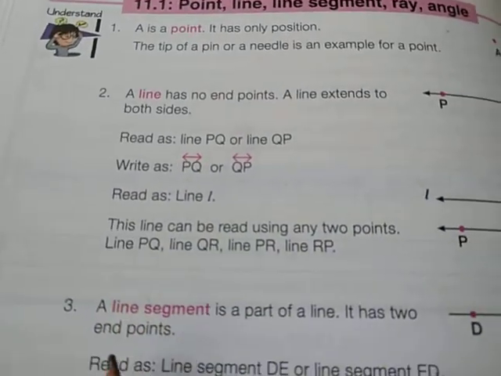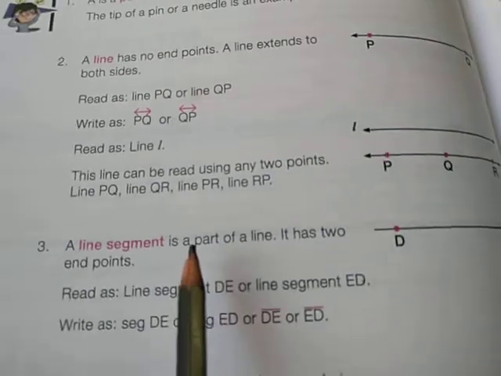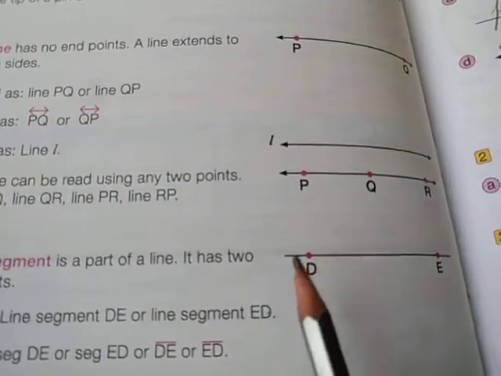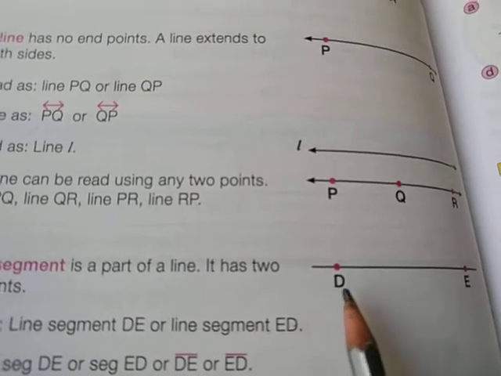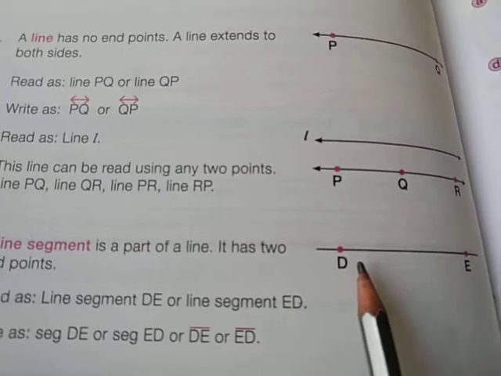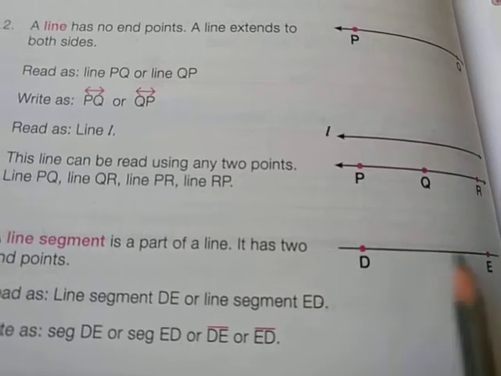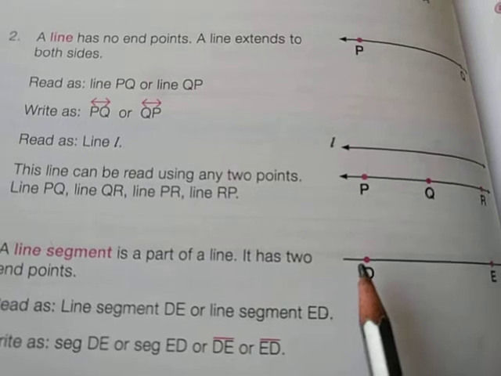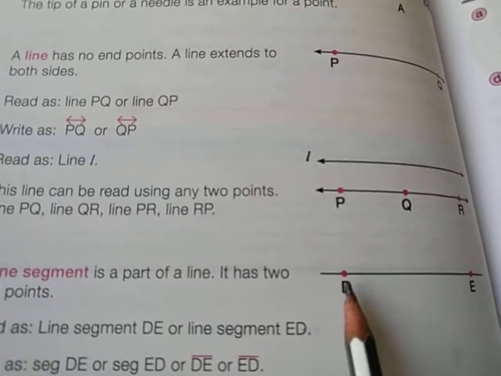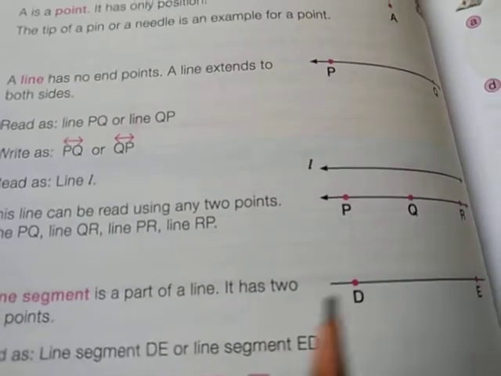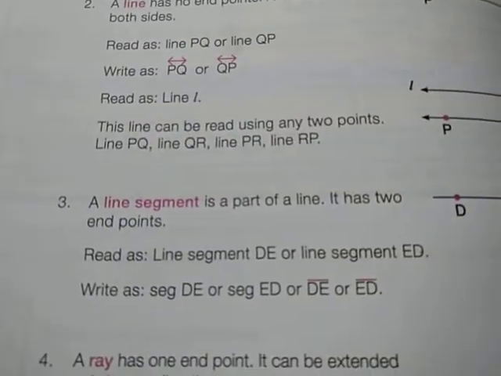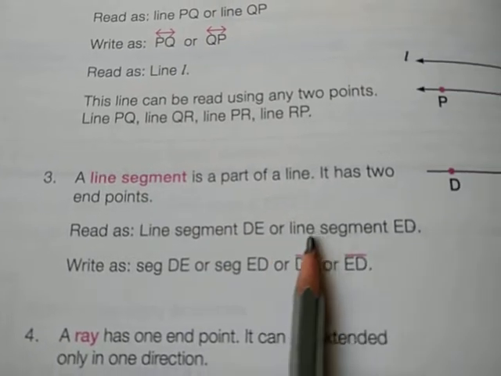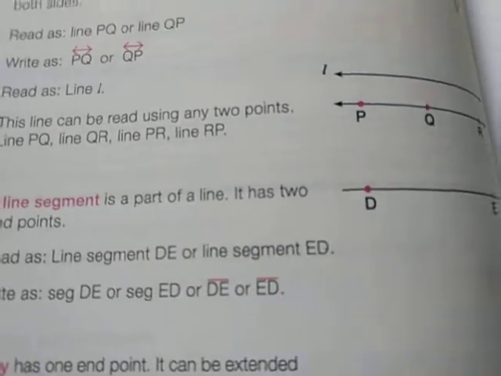Next, a line segment is a part of a line. It has two end points. Now see, DE, this is a line segment. Why do we call it a line segment? It does not have arrows at the ends, meaning it will not extend from any side. It has fixed places, that is D and E. So how do we read and write it? Line segment DE or line segment ED.